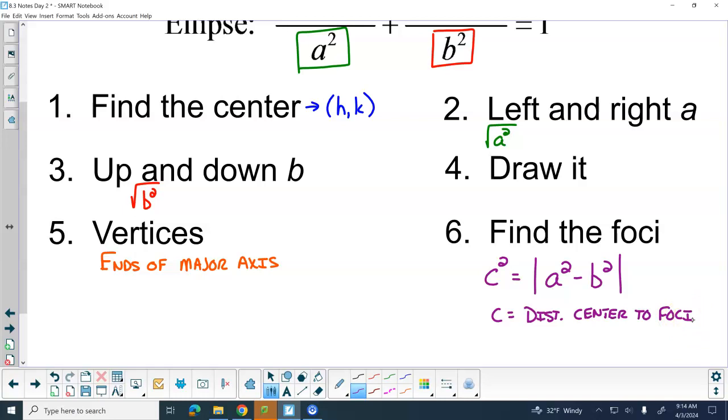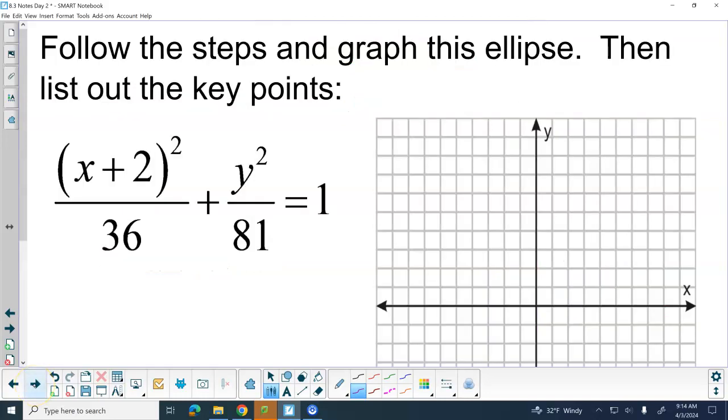All right, let's put it to work. Let's graph (x + 2)² / 36 + y² / 81 = 1. We planned our work. Let's work our plan.